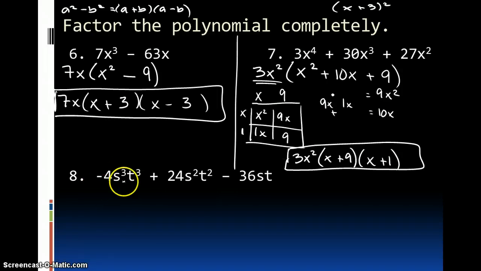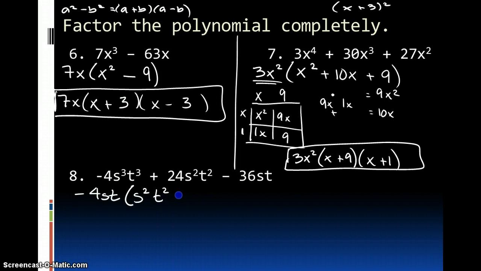Let's look at negative 4s cubed t cubed, 24s squared t squared, minus 36st. So looking at the numbers first, negative 4, 24, and negative 36. They all have a negative 4 in common. Now for the s's, I have 3, 2, and just 1, so I'm going to take out an s. T cubed, t squared, and t, and a t. Basically the smallest one I'm going to take out, so st. Left over, well there's not a 4 anymore, so that's gone. If I had 3 s's and I took off 1, I still have s squared. And I had 3 t's and I took off 1, so I have t squared.